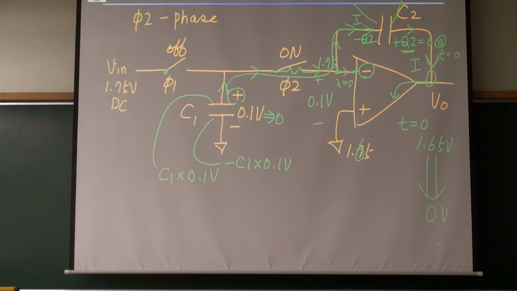Then this voltage will go to 0, and this op-amp remains at the virtual ground again. Then no current flows, I becomes 0, and this VOT goes back to 1.65 volt minus C1 times 0.1 volt divided by C2, right? This will be my VOT value at the end of the phase two.